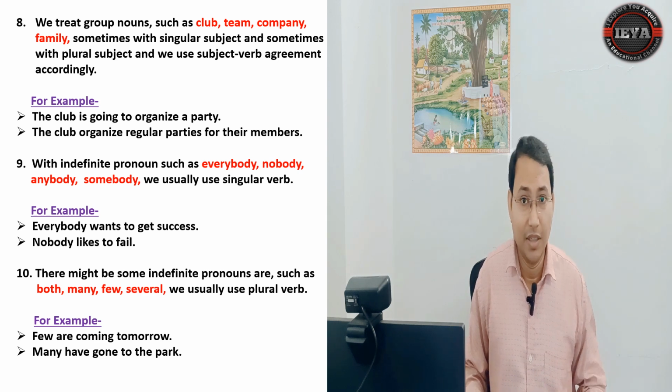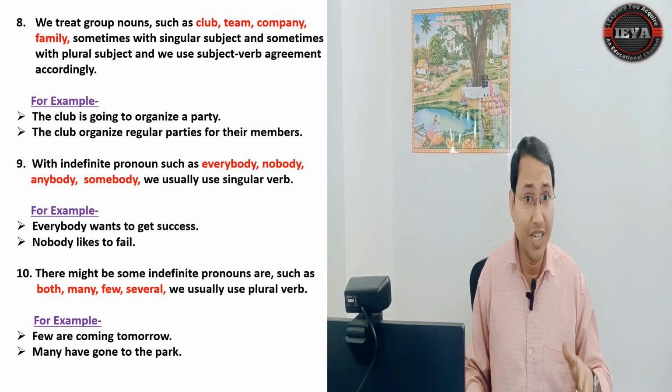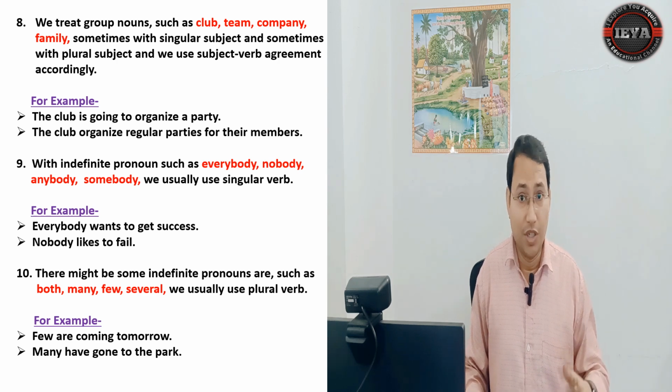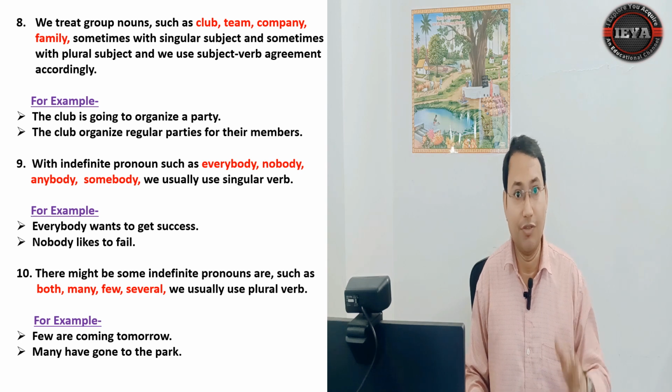Point number 9. With indefinite pronouns such as everybody, nobody, anybody, somebody, we usually use a singular verb. For example, everybody wants to get success, nobody wants or likes to get failure. That means everybody and nobody are singular subjects and wants and likes are also singular verbs.